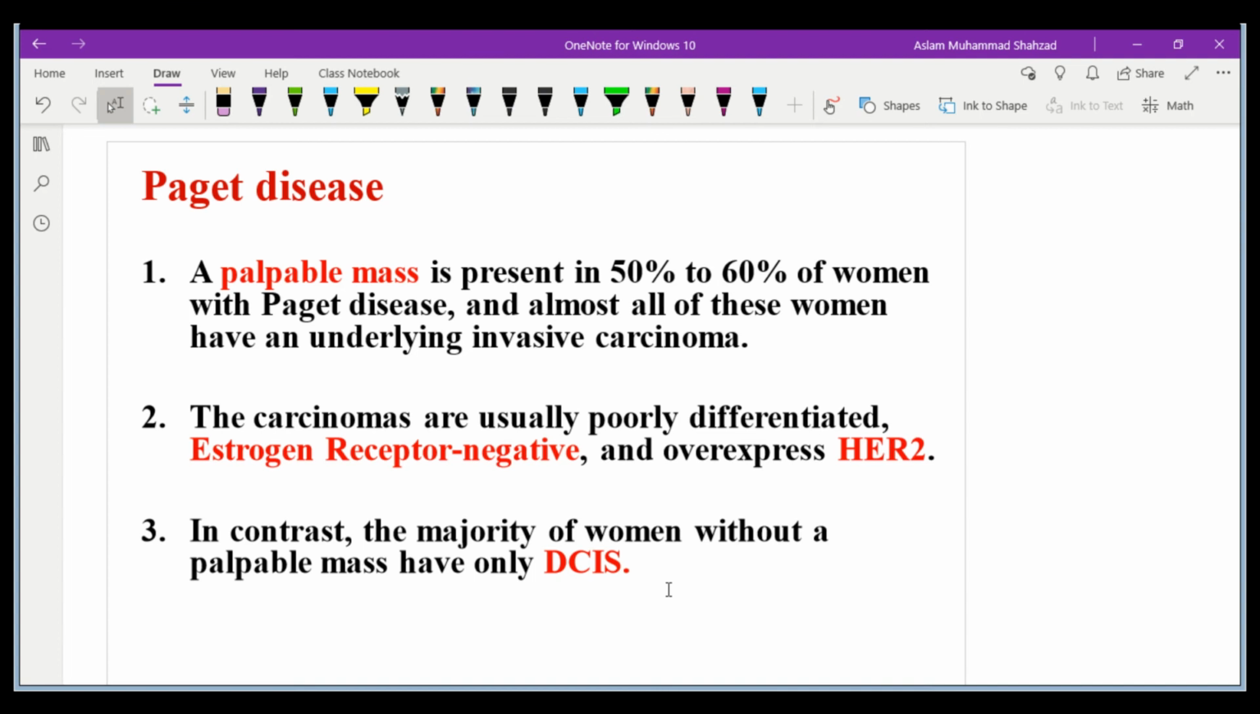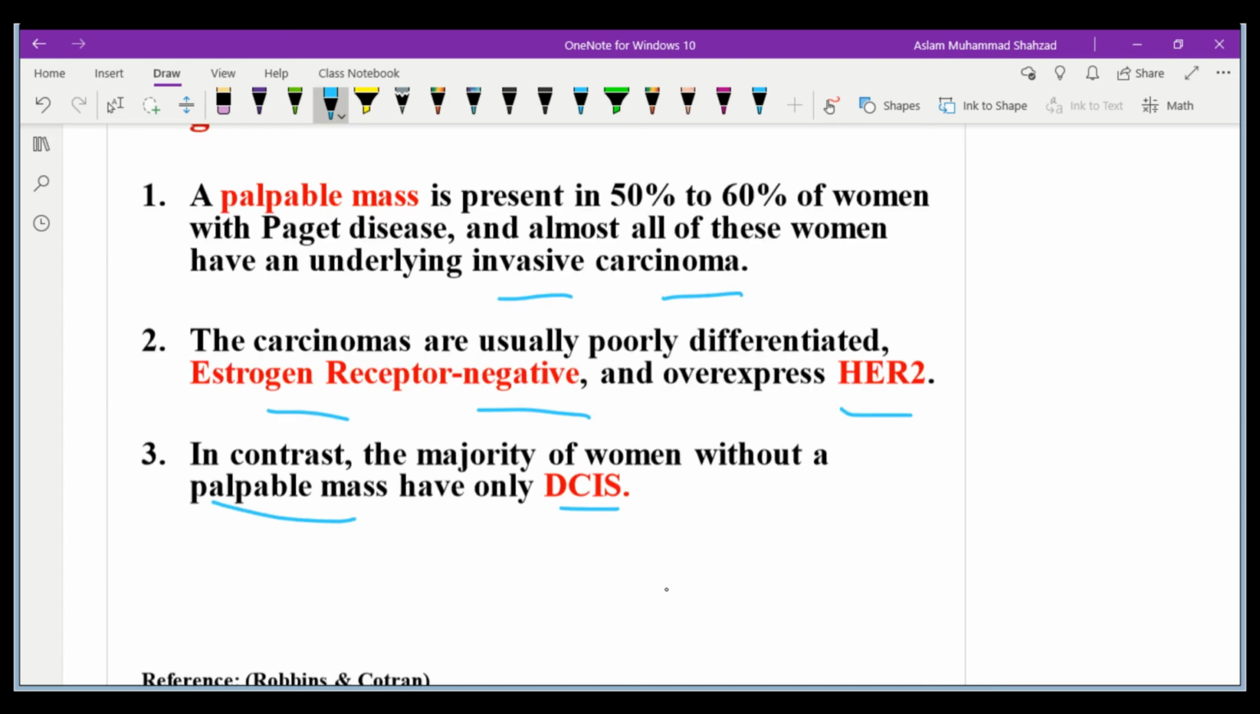Usually this disease is present in 50 to 60% of the women already having an invasive carcinoma, with a poor prognosis, and usually occurs with estrogen receptor negativity or overexpression of the gene HER2. The majority of women having this disease have it only because of ductal carcinoma in situ without a palpable mass. So in Paget disease, sometimes the patient doesn't have a palpable mass and has disease of the ductal system.